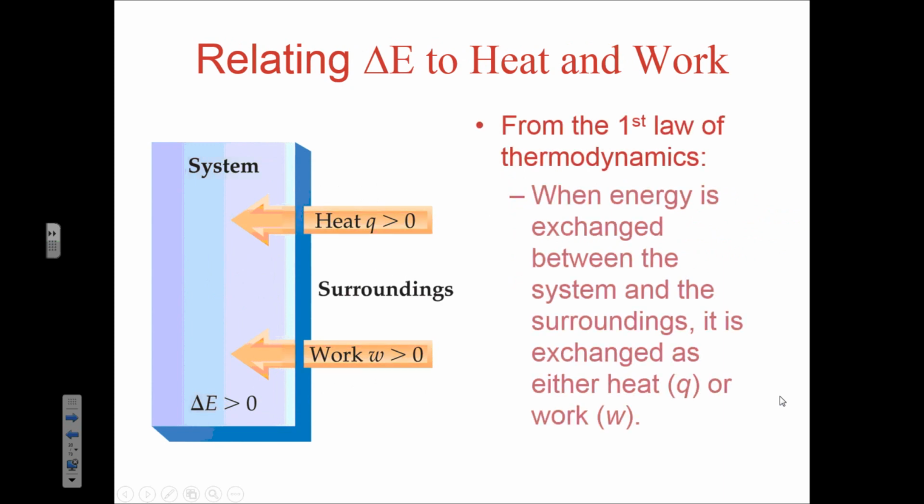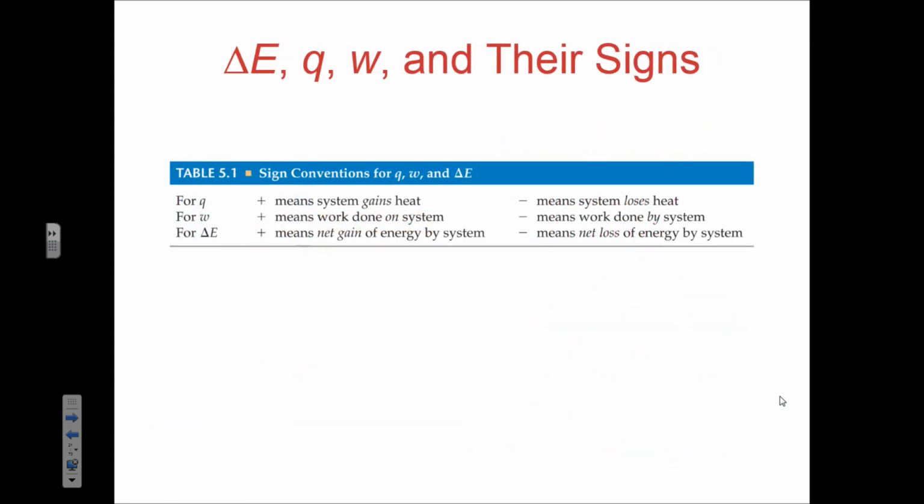Now, from the first law of thermodynamics, when energy is exchanged between the system and the surroundings, it is exchanged as one of two things, either heat or work. So really, when we're looking at it, delta E has to be Q plus W. What happened with heat and what happened with work is going to give us overall our change in internal energy. So if energy can be heat or work, and we have a change in internal energy, that meant we had to have changes in Q and changes in W.